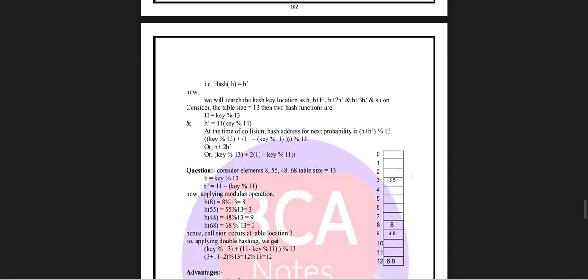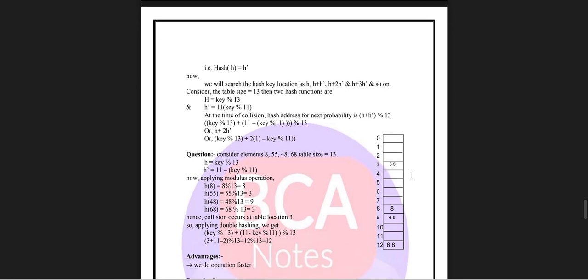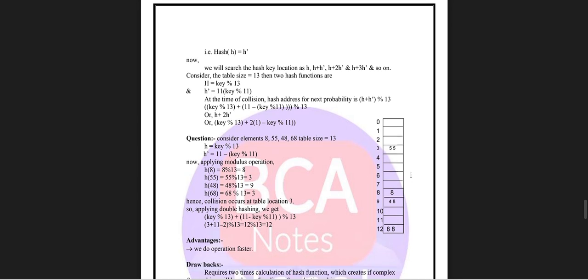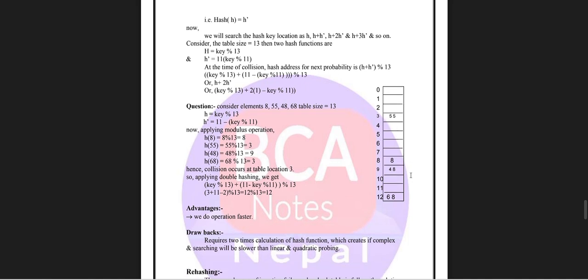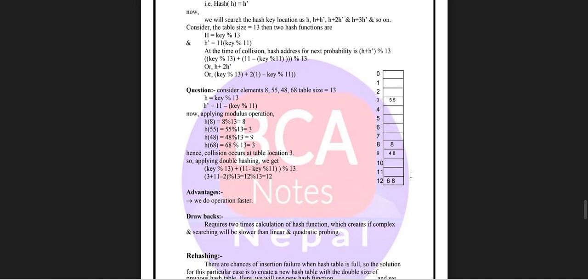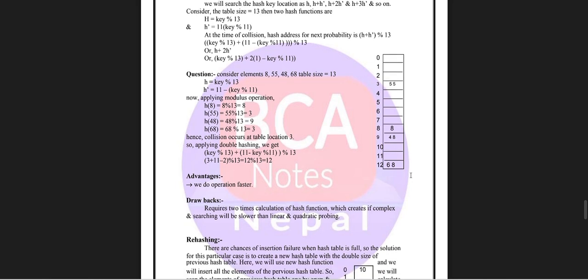Question: consider the elements 18, 55, 48, 68, table size 13. Key % 13 and 11 minus key % 11. Now applying the modulus operation: 18 % 13 is 5, 55 % 13 is 3, 48 % 13 is 9, 68 % 13 is 3. Hence the collision occurs at table location 3, so applying double hashing we get key % 13, 11 minus key % 11, then 3 plus 11 minus 2 % 13.